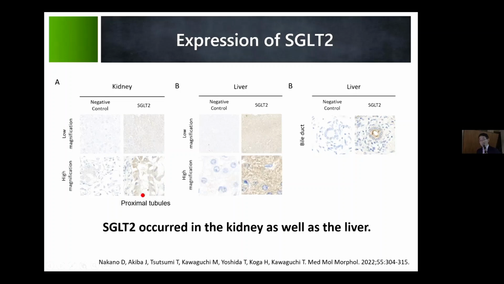The left panel is a control using the kidney, where SGLT2 occurs in the proximal tubules, as reported before. What we found is that expression of SGLT2 was seen in hepatocytes; you can see the brown dots in the hepatocytes. In addition, expression of SGLT2 was seen on the surface of the bile duct. So SGLT2 occurs in the kidney as well as the liver.